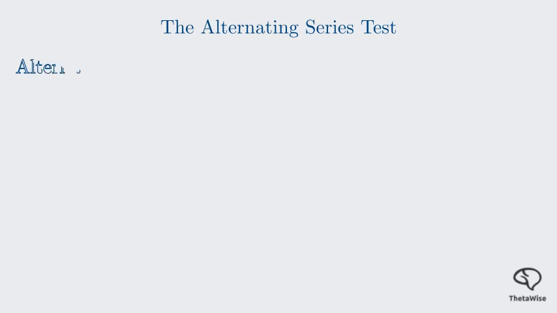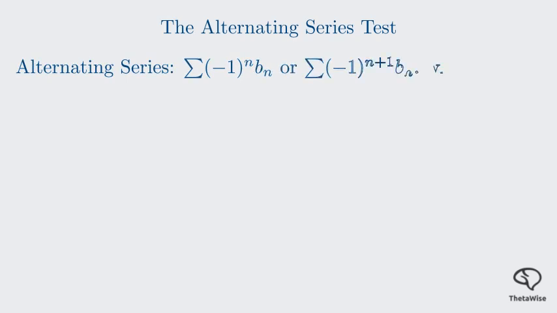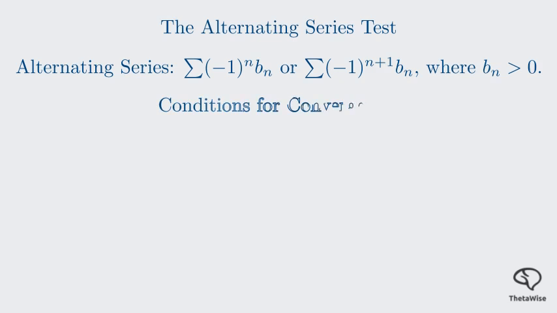An alternating series has the form the sum of negative 1 to the n times b sub n, or negative 1 to the n plus 1 times b sub n, where b sub n is a positive sequence. The alternating series test has two conditions for convergence. First, the sequence b sub n must be decreasing.